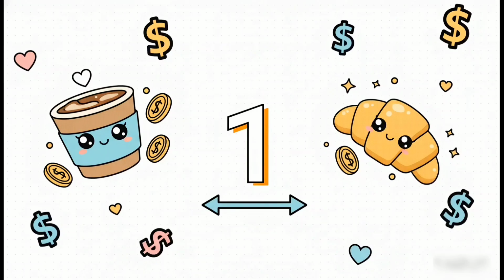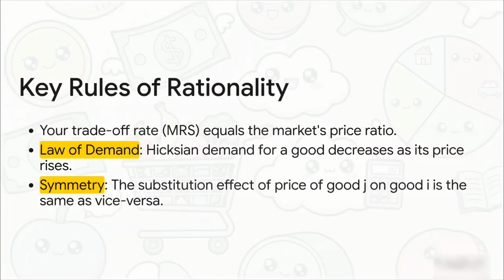And this isn't just theory. Companies use this. It's why they create good, better, and best versions of their products. They know you'll pick the one that perfectly fits your personal bang for your buck calculation. So let's wrap this all up with the key rules. First, your personal trade-off, how many coffees you'd give up for one croissant, should match the market's trade-off, which is just the ratio of their prices.